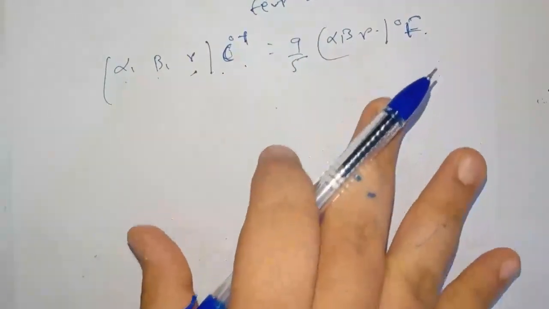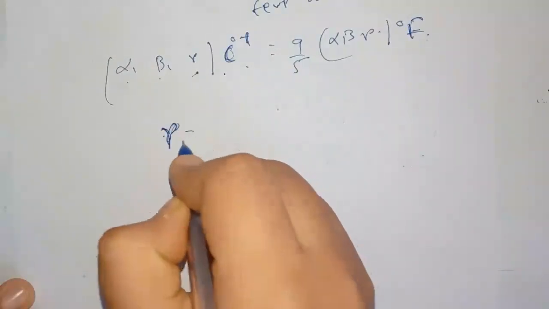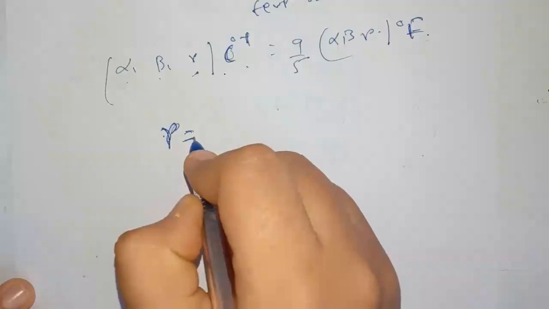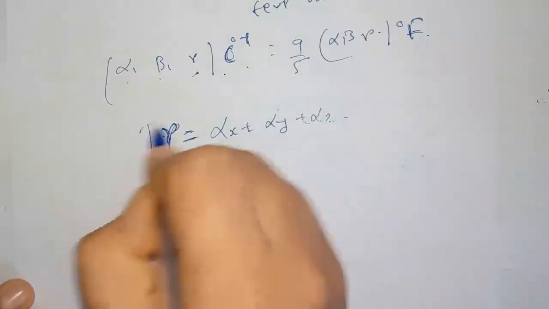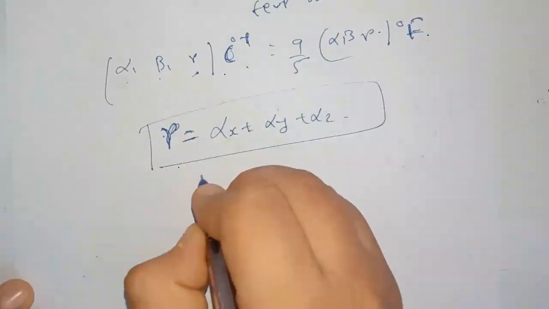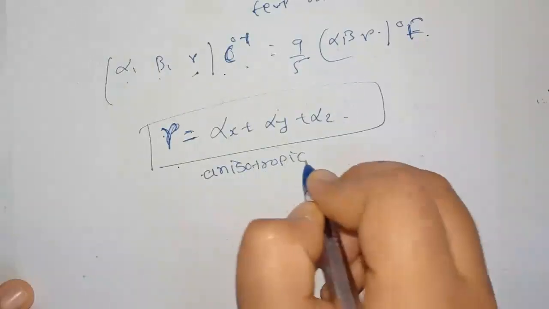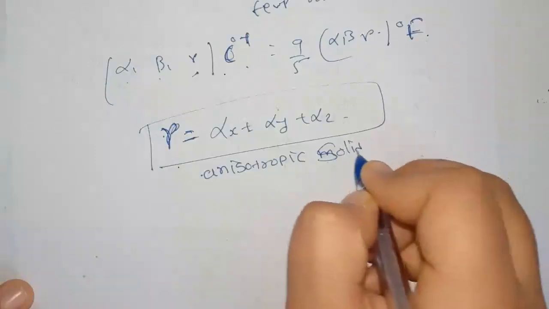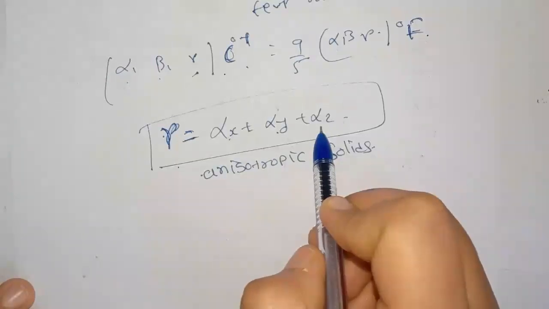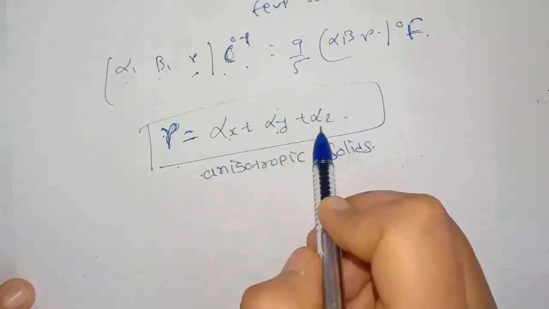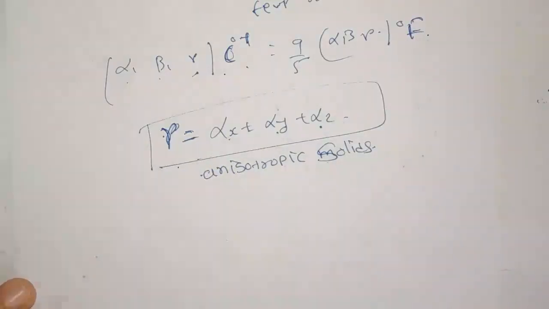For anisotropic solids, gamma, the volumetric expansion, is not 3 times alpha, it is alpha x plus alpha y plus alpha z. This is for anisotropic materials or solids. Here alpha x, alpha y and alpha z represent the mean coefficient of linear expansion along 3 mutually perpendicular directions.